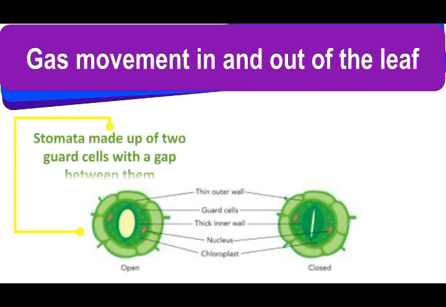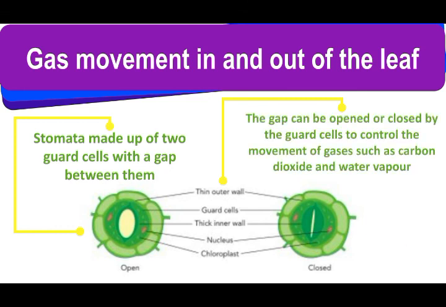Here, when the stomata is open, it's made up of two guard cells with a gap between them. The gap here is really useful, and it can be opened and closed by the guard cells. So the guard cells will open and close it, to control the movement of gases such as carbon dioxide and water vapor, and they can even move out the oxygen.